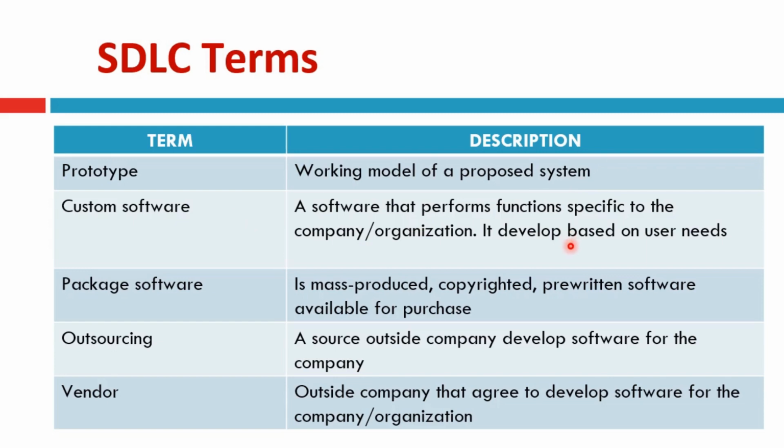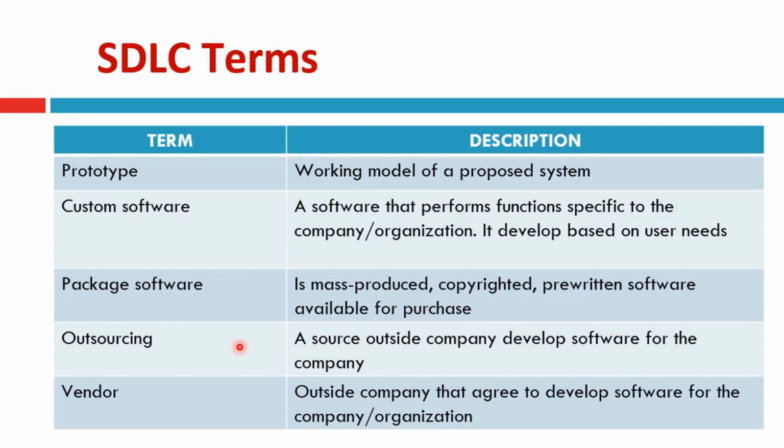Custom software is software that performs functions specific to the company or organization. It's developed based on user need. Okay, ini adalah berkaitan dengan if you are working on a software, you have to come up with a custom software. Okay, yang menerangkan the specific rules ataupun specific specification that you have to follow when you are using the software. Package software is a mass-produced, copyrighted, pre-written software available for purchase.